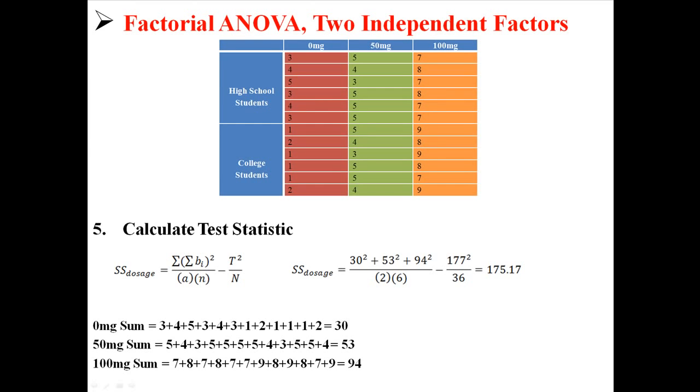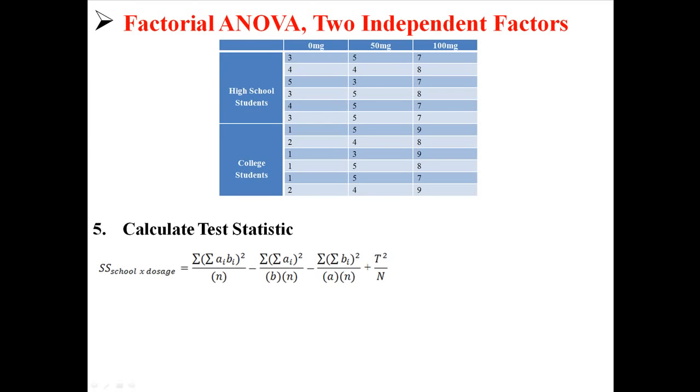The T is still the same, the capital N is still the same, lowercase n is still the same, and A is 2 because we have two A groups. So we put that in there and we find a sum of squares dosage of 175.17. Now we need to find sum of squares for the interaction of school and dosage.